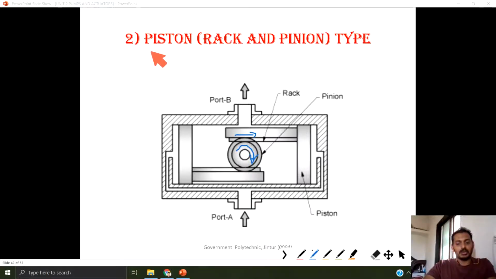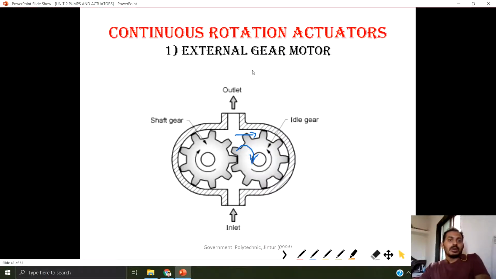These two are the limited rotation. Now we will see the continuous rotation type. In a continuous rotation type, we are having a continuous rotation of the actuator.